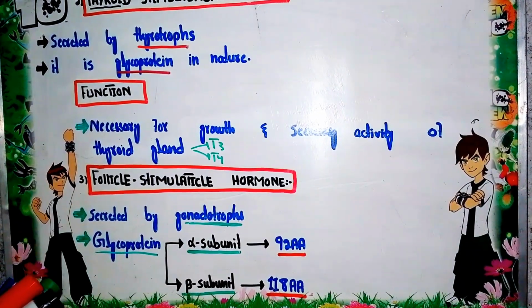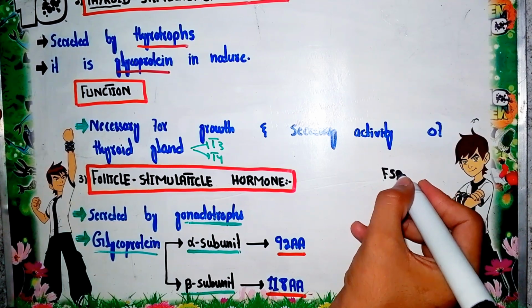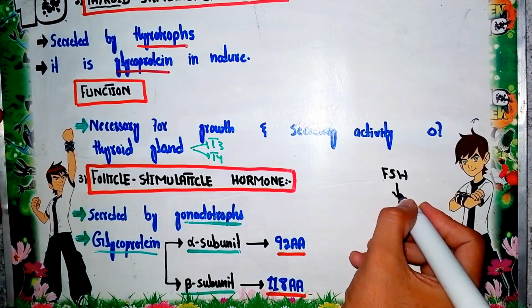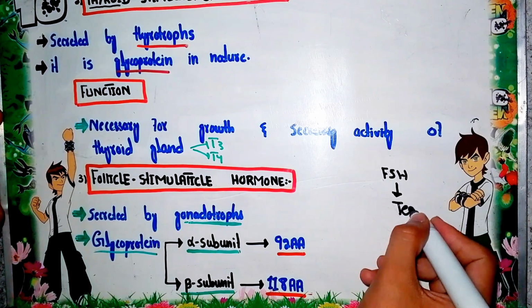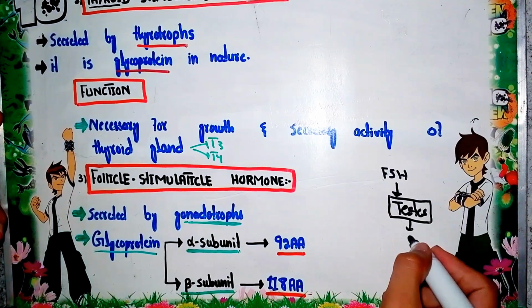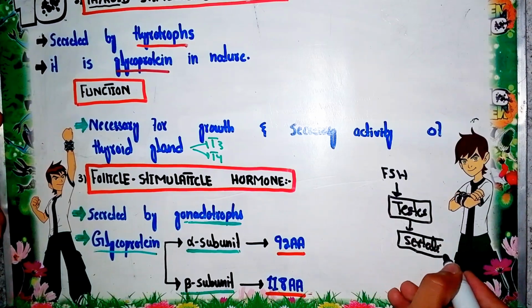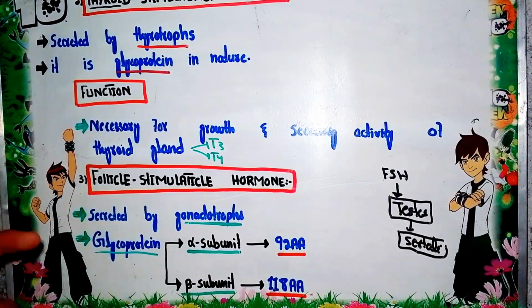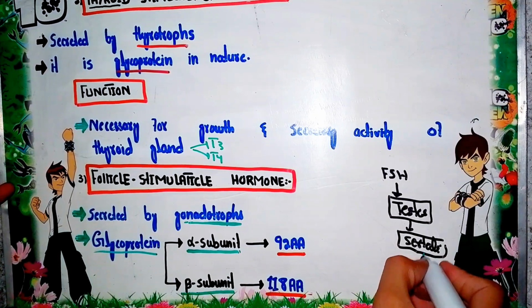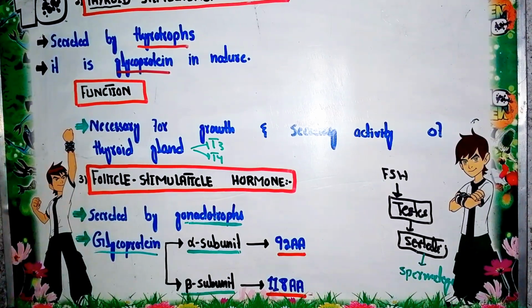Now what is the function of follicle stimulating hormone in the male? When this follicle stimulating hormone is secreted from the anterior lobe, in the male it will act on the testes. Now inside the testes, some cells are present that we call Sertoli cells. When FSH acts on these Sertoli cells, it will accelerate the process of spermatogenesis, meaning the production of sperm increases through the action of follicle stimulating hormone.